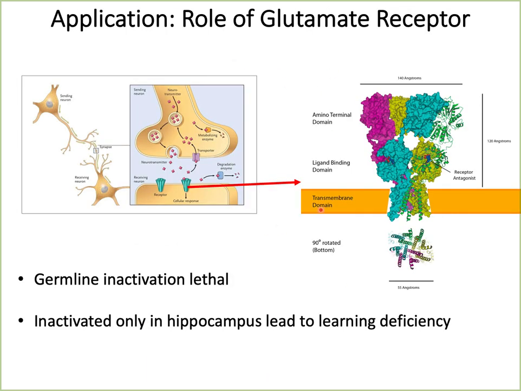So here is an application, you can read it in your book as well, about the role of a glutamate receptor. The scientists actually first did this germline inactivation, the process that we saw at the very beginning. In that process, what happened, at the preneonatal stage, all the mice actually died. So it was actually lethal. Then what they did was inactivate the gene only in the hippocampus of the brain, and they found these mice actually develop into adults, and they do have a learning deficiency.